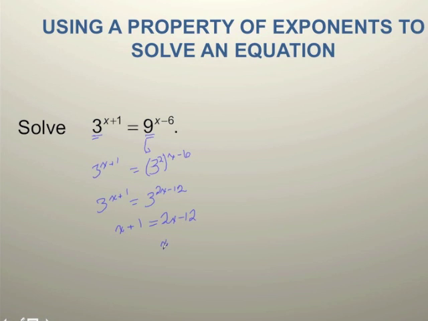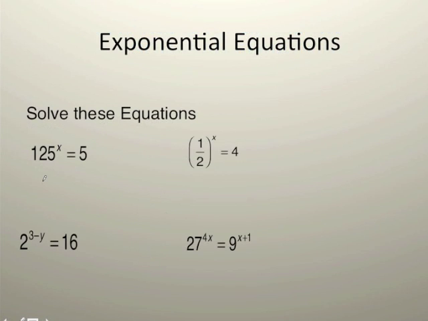Subtract an x from each side. x equals, add a 12 to each side, 13. And we have solved for our x. To solve these exponential equations, we want the same base. So 125 is 5 cubed, and then to the x power equals 5 to the first. Based on that, we have 3x equals 1, since the same base and the exponents would be equal, and x equals 1/3.